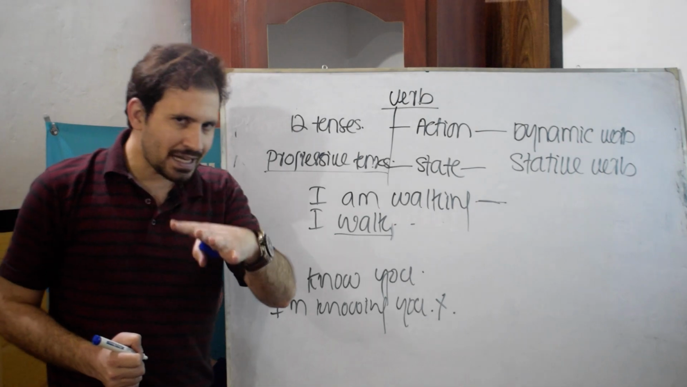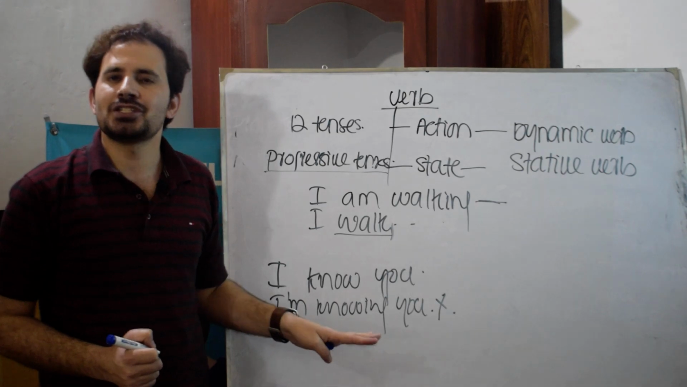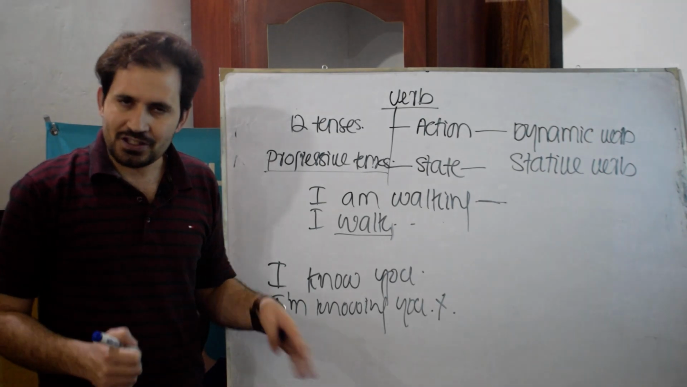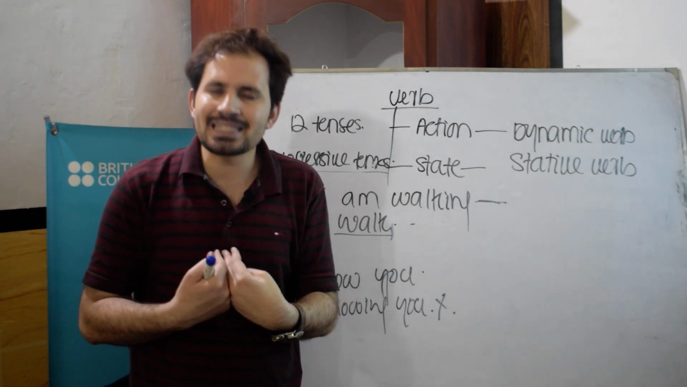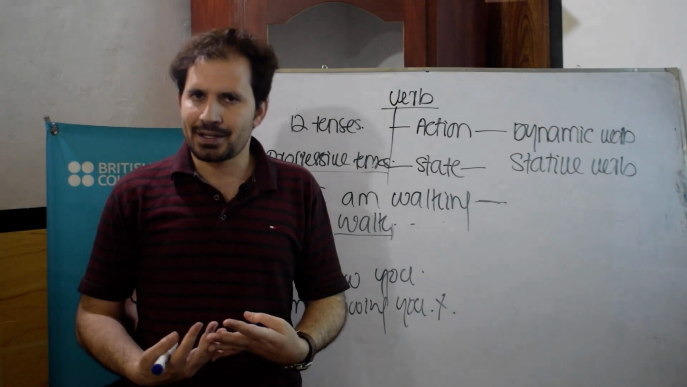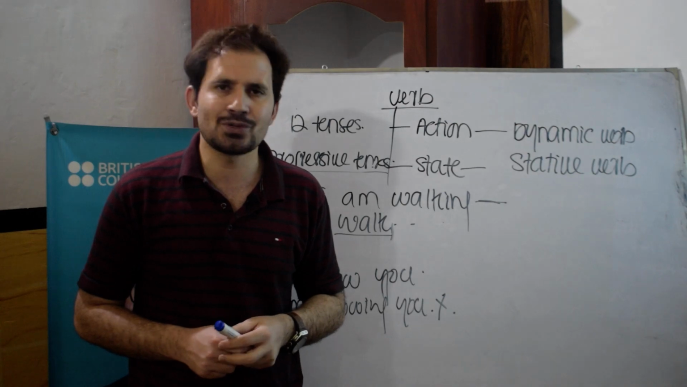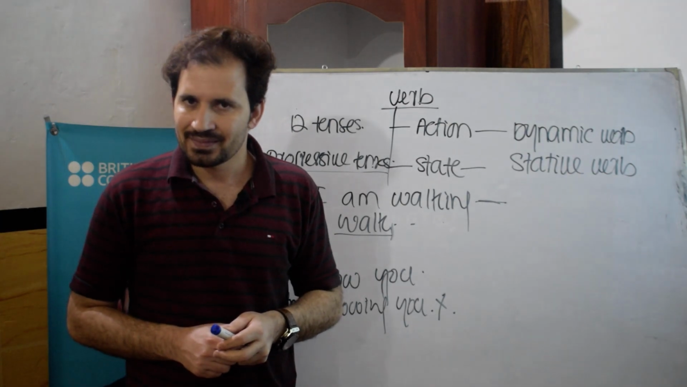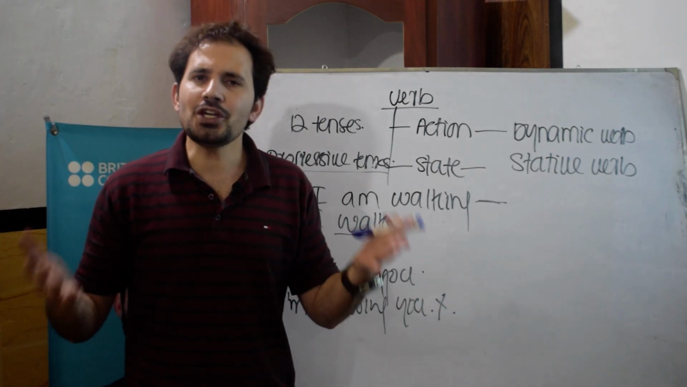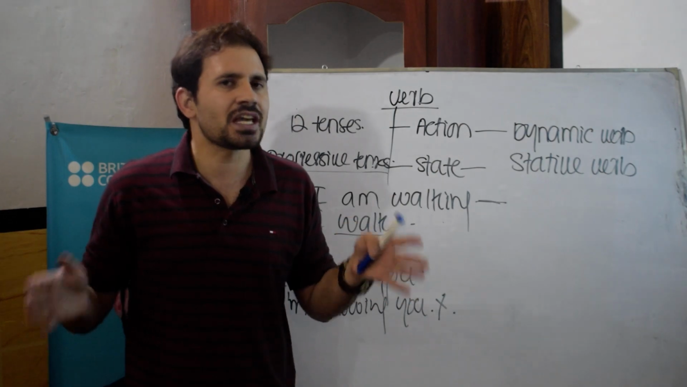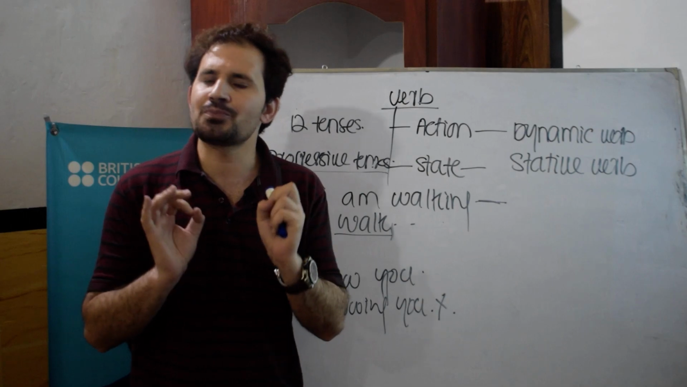Why? Because, as I said earlier, stative verbs cannot be used in the ing form of the verb. For example, if I ask you, do you understand? You will say, I understand. You will not say, I'm understanding. Because the word understand is a stative verb, and a stative verb cannot be used in the ing form. For example, you tell people, I love you. We never say, I'm loving you. Why? Because the word love is a stative verb, and a stative verb cannot be used in the ing form of the verb.